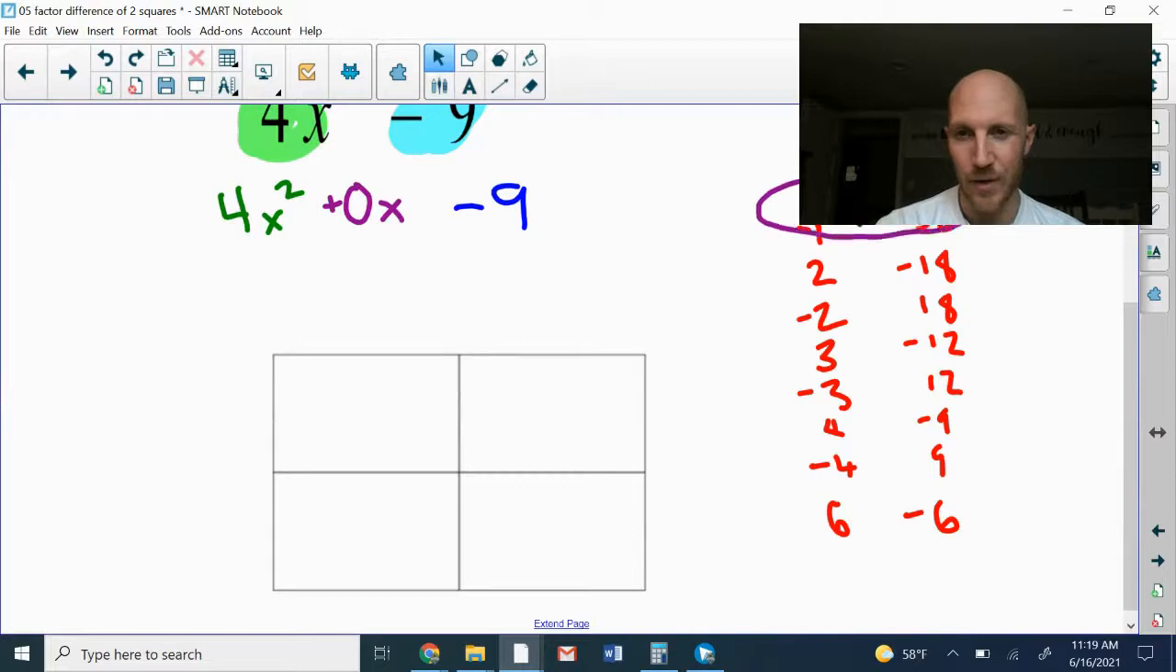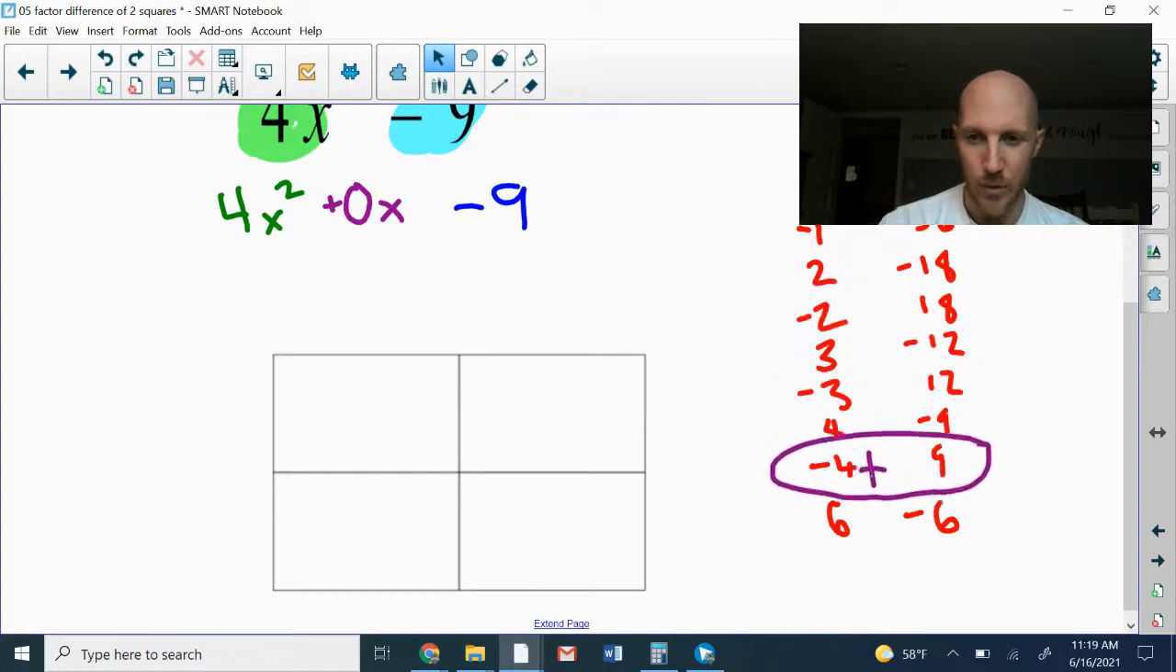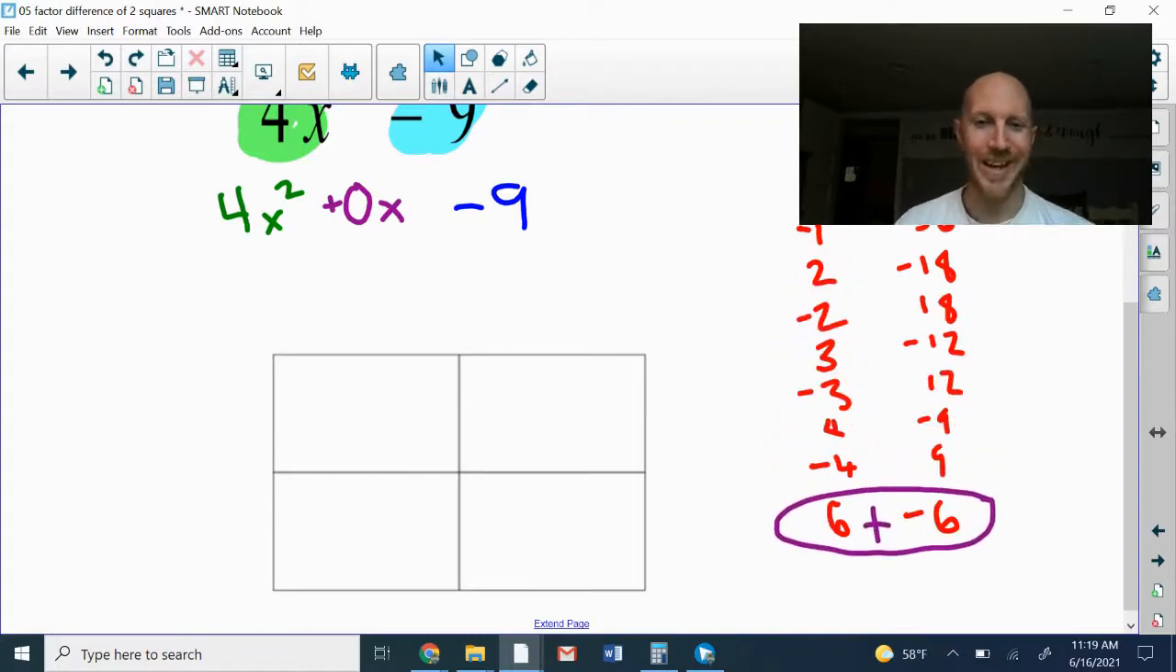That's -35, +35, -16, +16. No, no, no, no, no, no, no, no. This one is the only one that's going to add to make 0. +6 and -6 add to make 0.